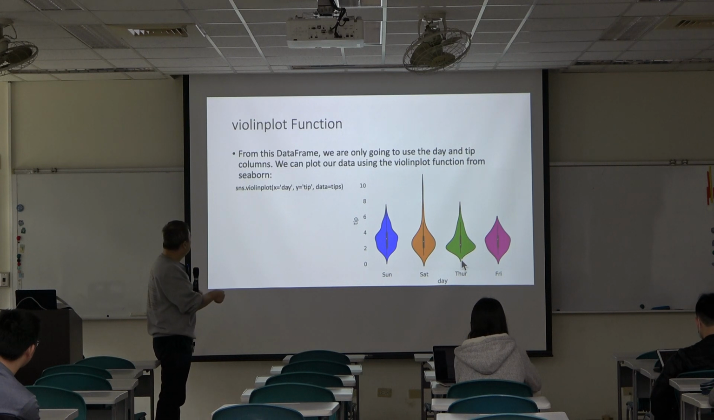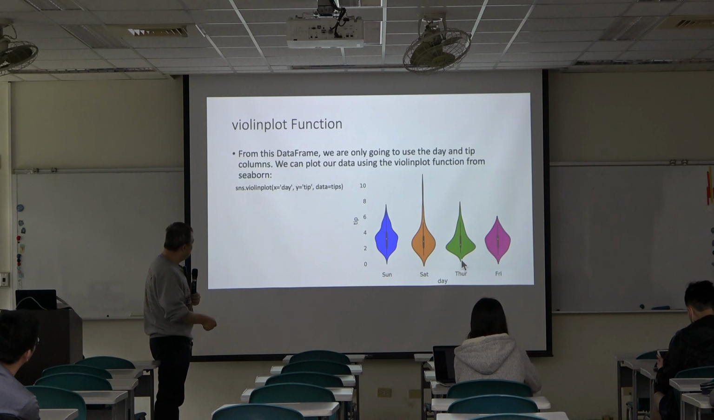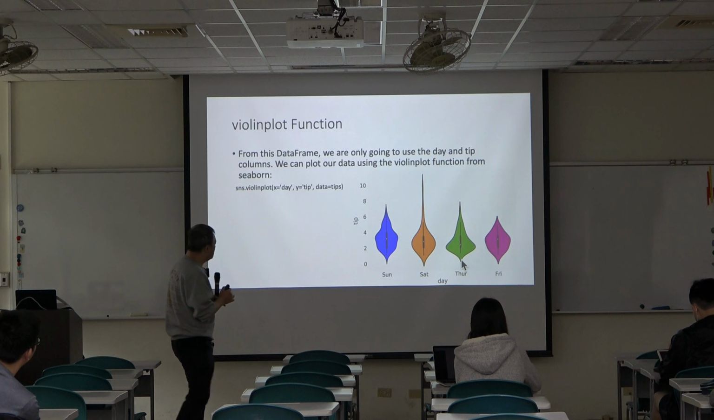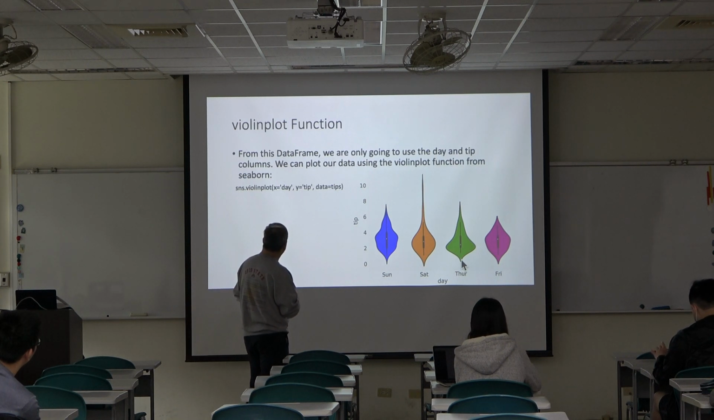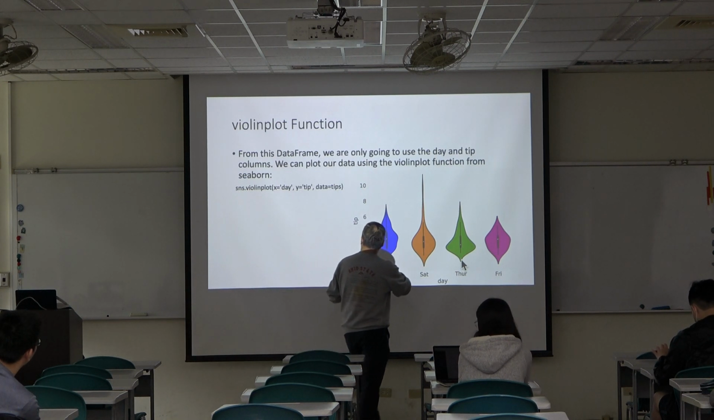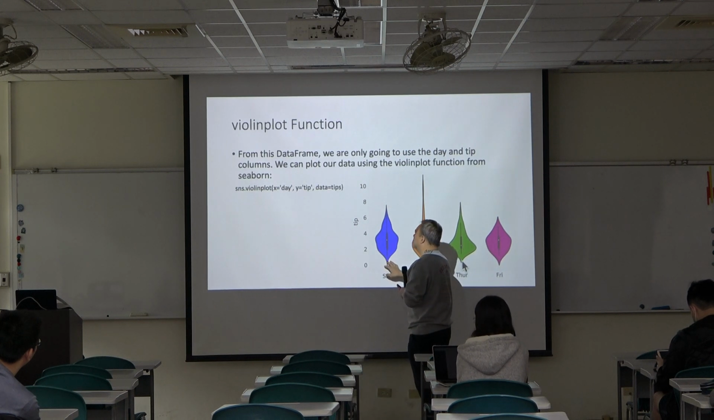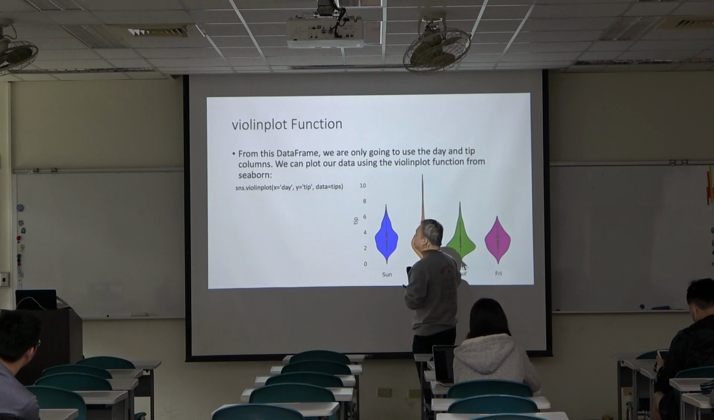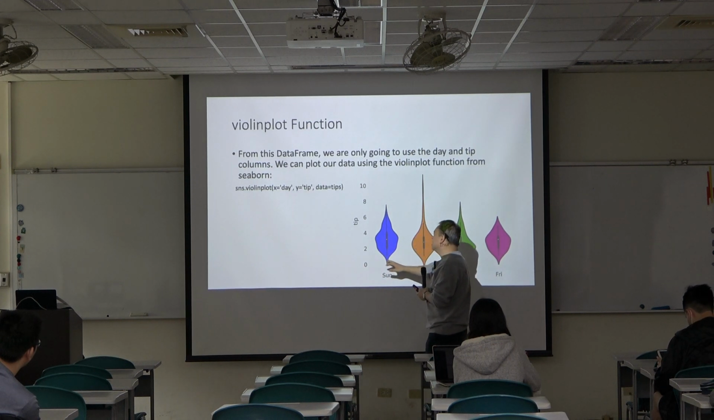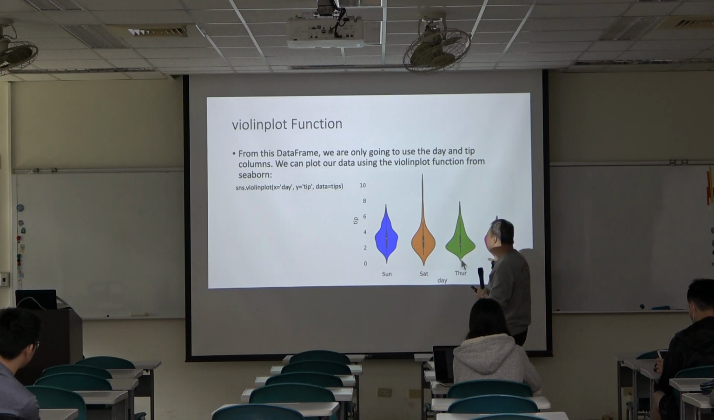If you just output these 4 groups of the data, by using the day and the tip, you can generate what we call a violin plot. It looks like this.